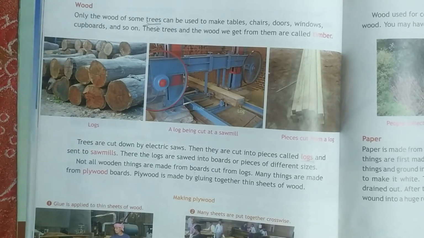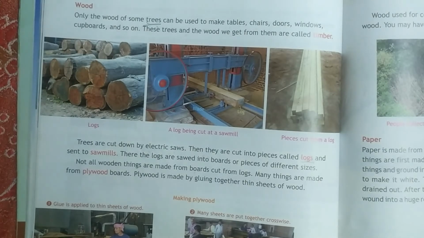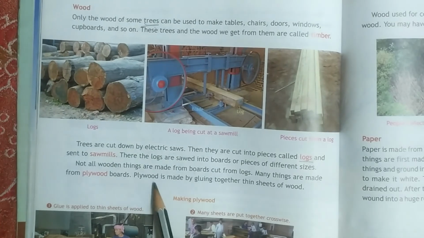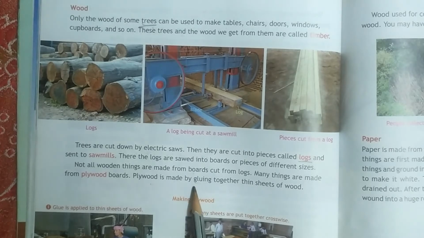What is the difference between the plywood and the wood? Wood is nothing but the trunk of the tree. That is called wood. What about the plywood? Plywood is made up of thin sheets of wood that are glued, that is, pasted together, and that is called plywood. Plywood is made by gluing. Gluing means pasted.